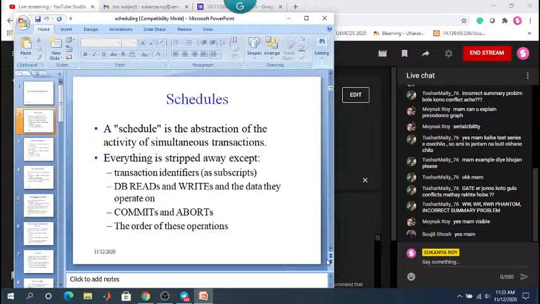See, a schedule has a few transaction identifiers like DB reads, meaning database reads, database writes, and the data they operate on. Commit and abort are also required. You can write abort or rollback, meaning rolling back to the original state. And commit means confirming that the transaction has been completed.